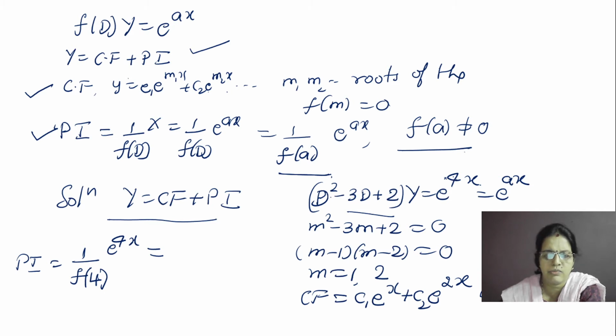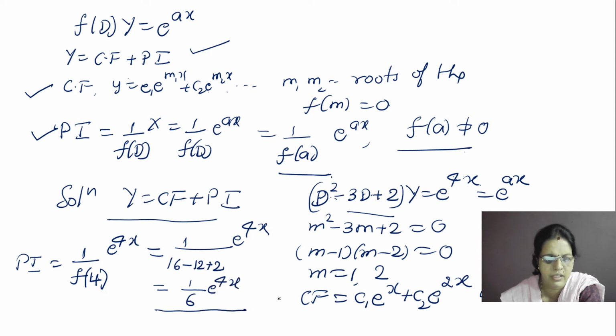D equal to 4, because this is f of D. We have to write f of 4, which means in place of D we have to write this number. So it is 1 by 4 square minus 3 into 4 plus 2, into e power 4x. So this is now 1 by 6 into e power 4x. So this is the particular integral.